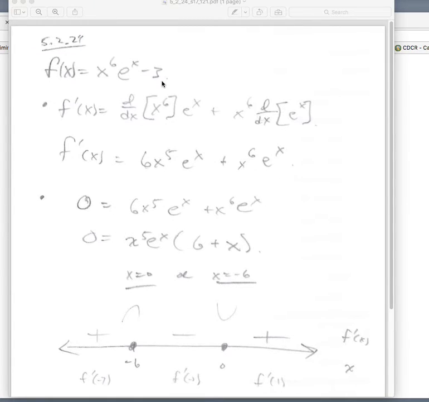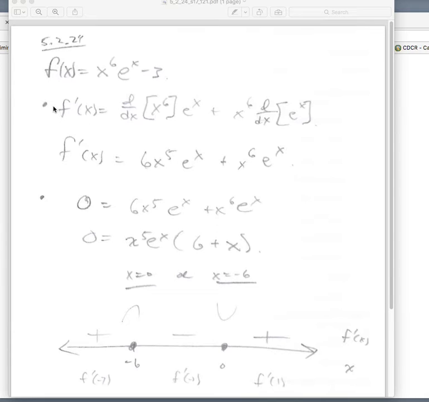Alright, a quick video to answer a question that came up about a question from 5.2, number 24. The question has to find relative extrema, so local maxes and mins, for a function f given by x to the sixth times e to the x minus 3. So the routine is basically compute the derivative, find critical points or critical values, and then classify those critical values as extrema or not extrema.